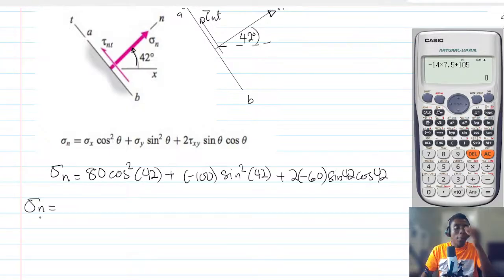So our normal stress is going to be 80 multiplied by cos 42 squared, minus 100 multiplied by sine 42 squared, plus 2 times minus 60 multiplied by sine 42 multiplied by cosine 42.